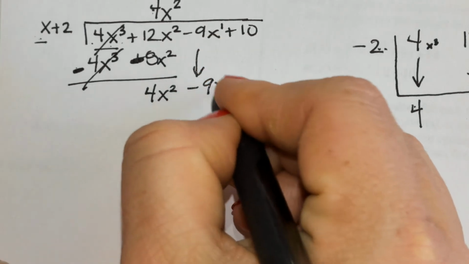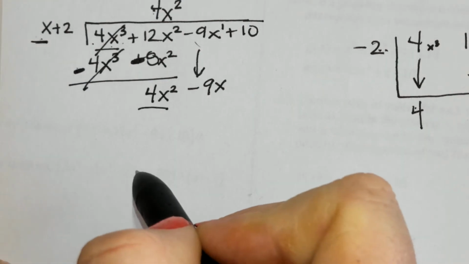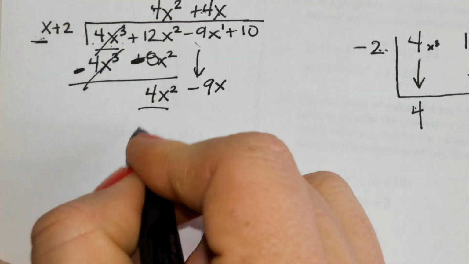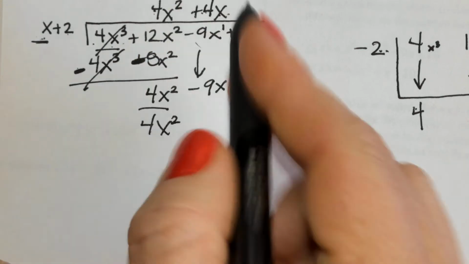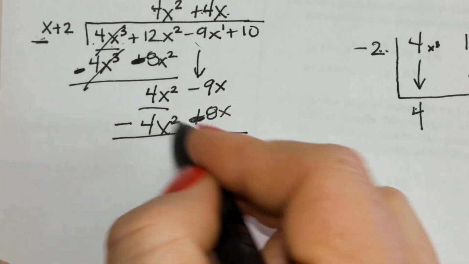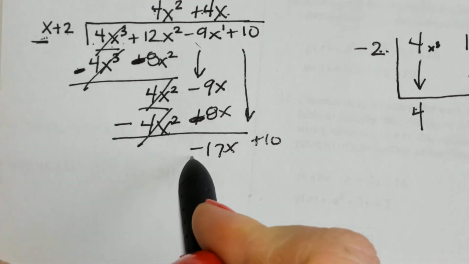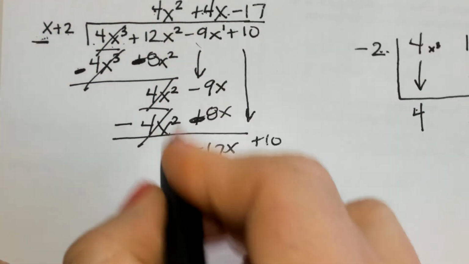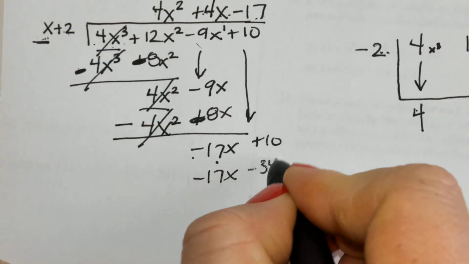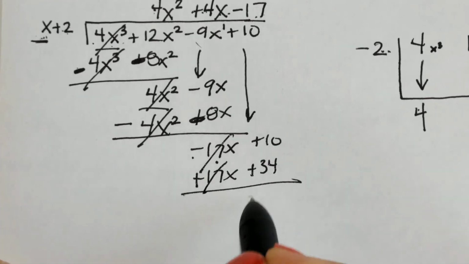Bring down the next number, and we're going to do the same thing. X times what is 4x squared? 4x times x is 4x squared. 4x times 2 is a positive 8x. Change signs, add down. X times what is -17x? -17, multiply, change signs, and add down.